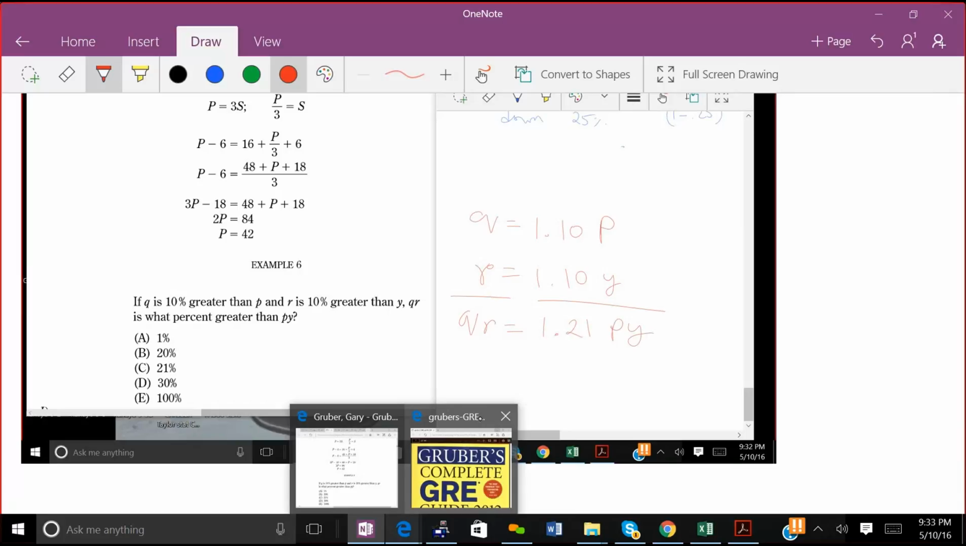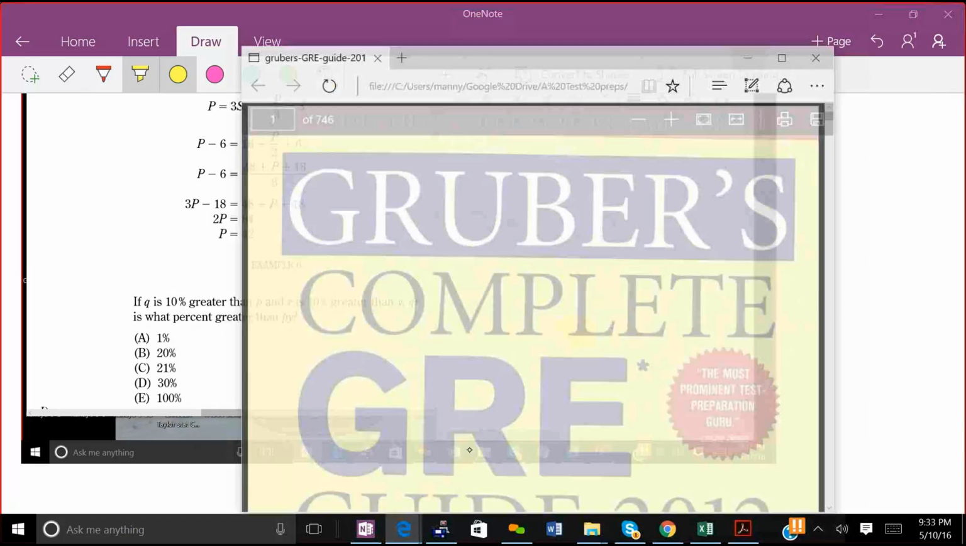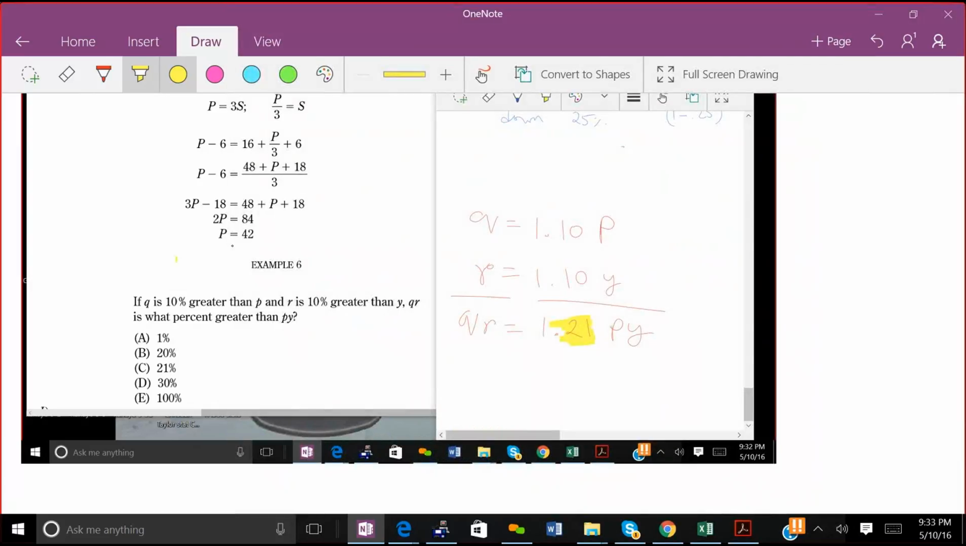So what you get here is 21%, just by looking at this. Get it? Wait, where did the 1.21 come from? 1.1 times 1.1 is like 11 times 11, 121, and when you put the decimals back, it's 1.21. Gotcha. So if you notice that, you can do this problem very quickly, and you know that it's up 21%.